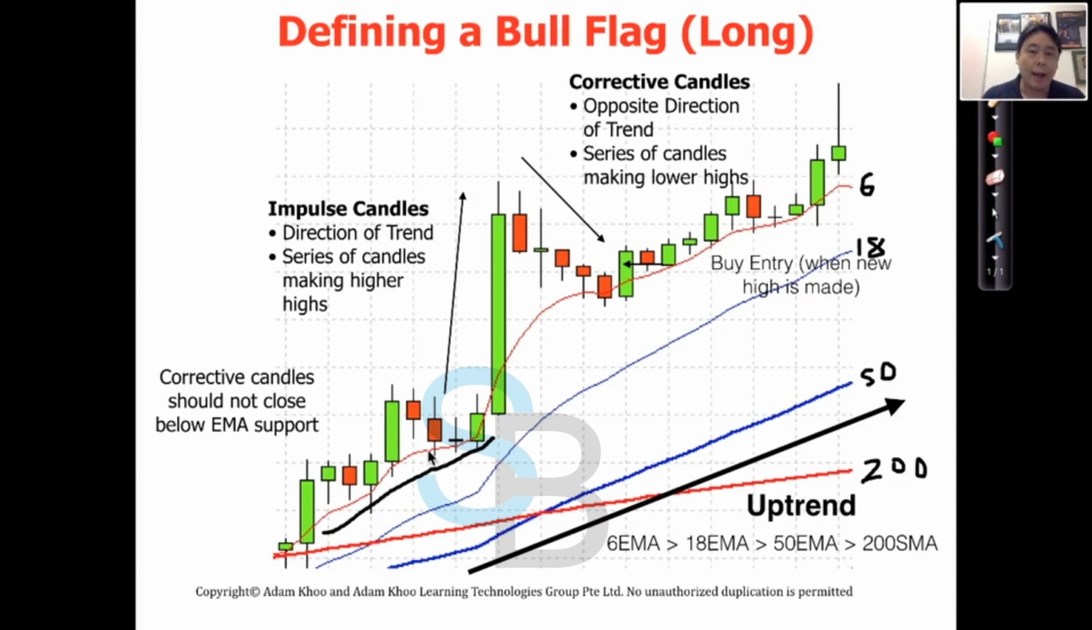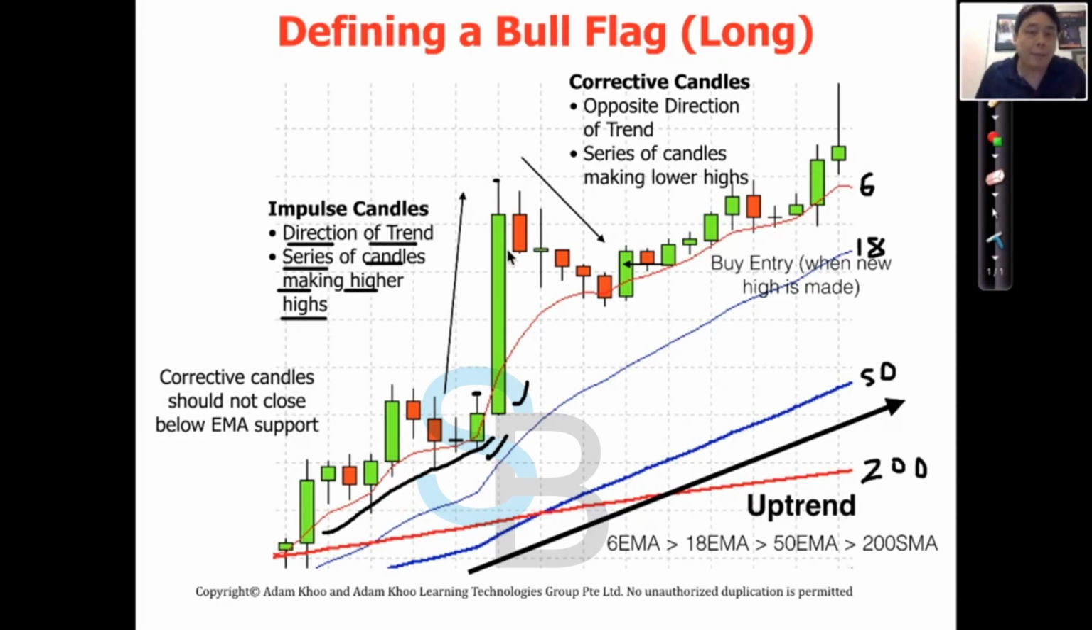So can you see the bull flag? Here's a bull flag. So these are the impulsive candles. I guess you could take this one and this one as the impulsive candles. And how do you know they're the impulsive candles? When you see it going up, making higher highs. So you can see this high and this high, making higher highs. So these are the impulsive candles. Again, these are candles in the direction of the trend, a series of candles making higher highs.